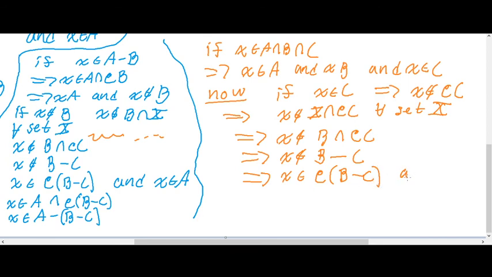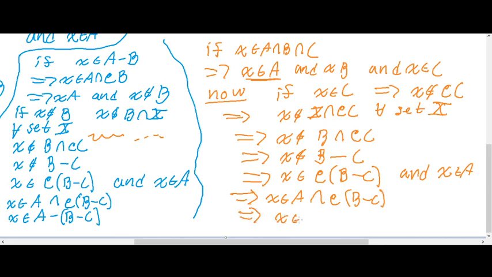But remember, we also have that x is in A. And we can rewrite this as x is in A intersect the complement of B minus C, which implies that x is in A minus B minus C by the definition of the difference of two sets. And we've done it.